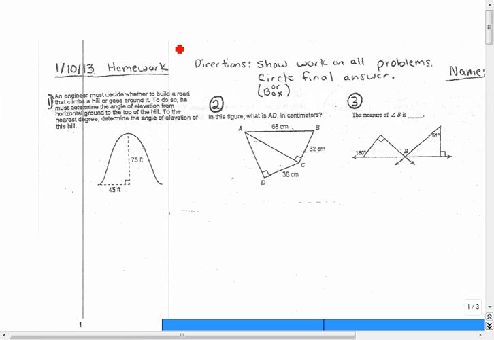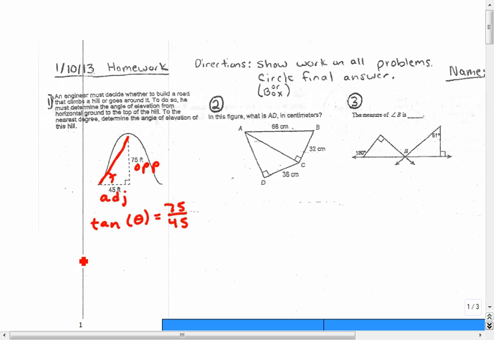Okay, in problem number 1, we need to determine the angle of elevation. So the angle of elevation to the top of the hill is going to be this angle right here. We know that the opposite of this angle is 75, and the adjacent is 45 feet. Opposite and adjacent make tangent. So the tangent of this angle, we'll call it theta, is 75 feet over 45 feet.